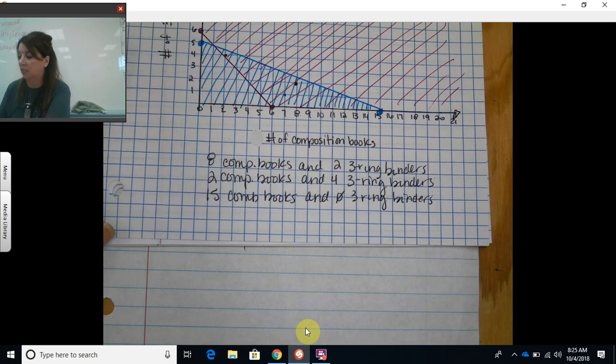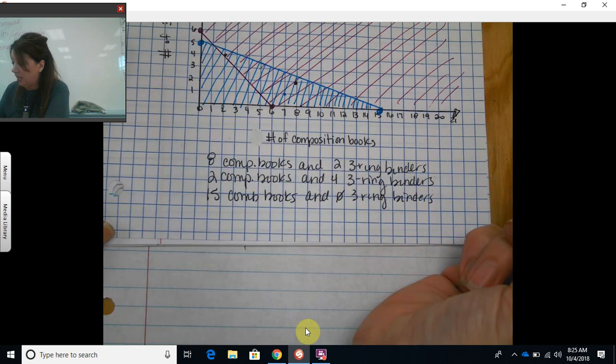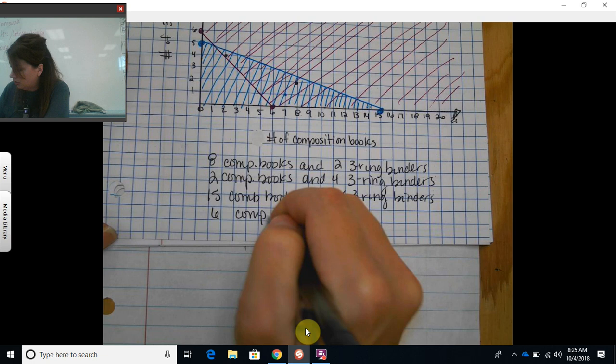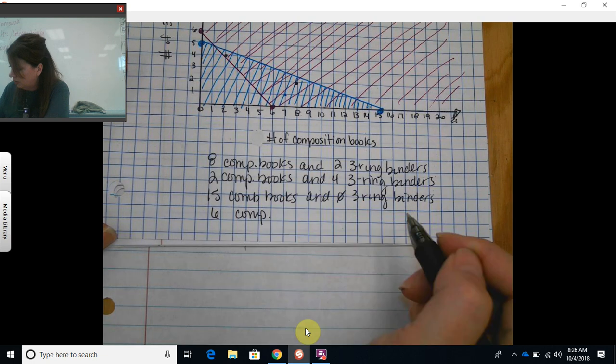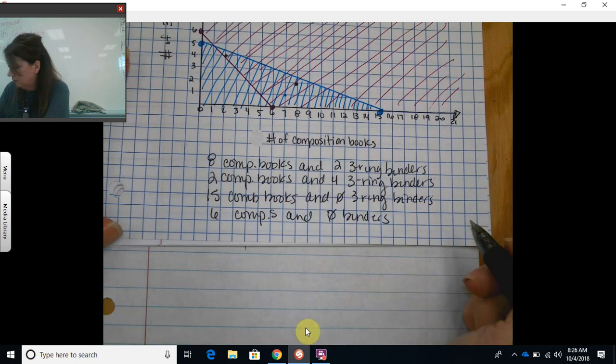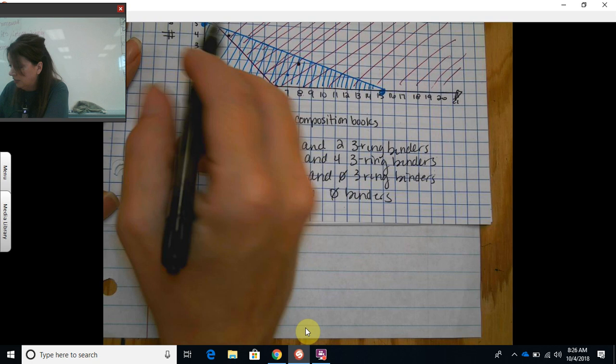What's that? Too much money? Oh yeah, 6 composition books, no 3-ring binders. Yeah, that'd be $6, right? So 6 composition books. Could I do 6 binders and no composition books? Could I do 5 binders and no composition books? I gotta have at least 6, right?